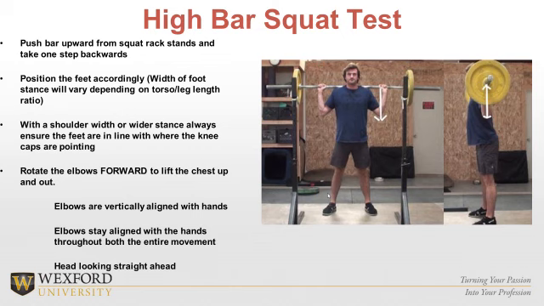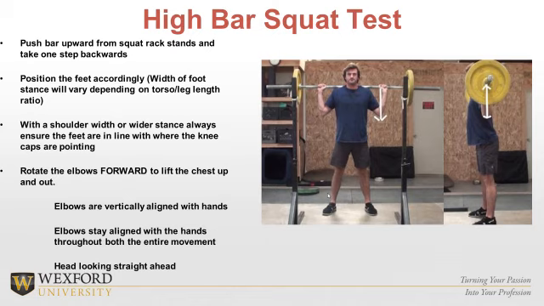Rotate the elbows forward to lift the chest up and out. That means the hand and elbow should be lined up in a vertical path downward. So if you look at the second picture from a lateral view, the elbow and hand are lined up right underneath the bar. And they're going to stay there through the entire range of motion of the squat movement. Elbows are vertically aligned with the hands. Elbows stay aligned with the hand through the entire movement.